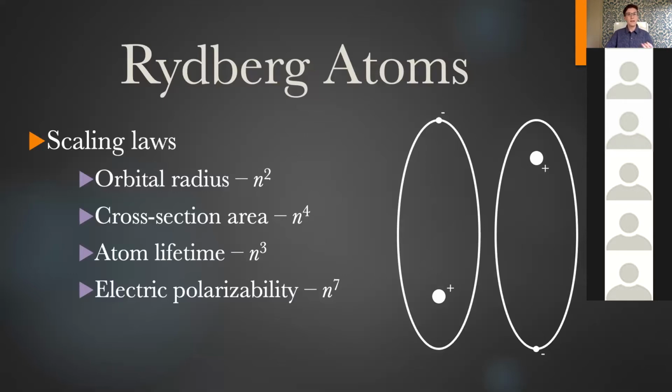In addition, the electric polarizability scales by n to the 7th. This is the one that my lab cares the most about. This is because as 2 Rydberg atoms get closer, they'll actually interact with each other.